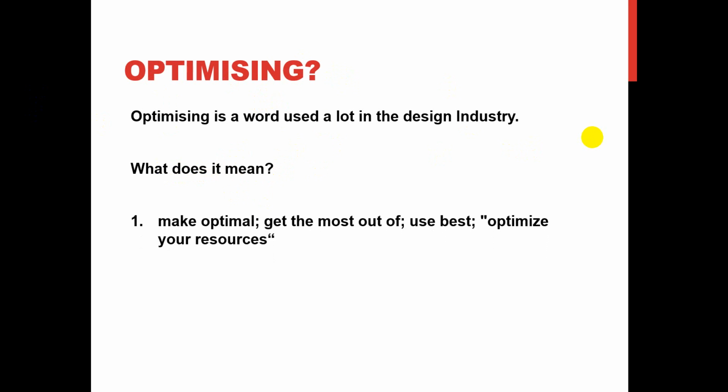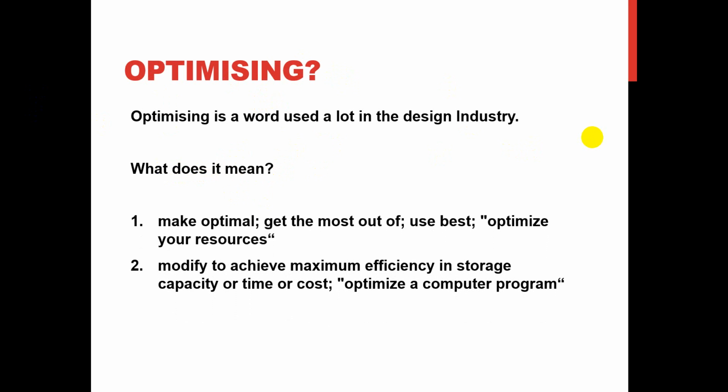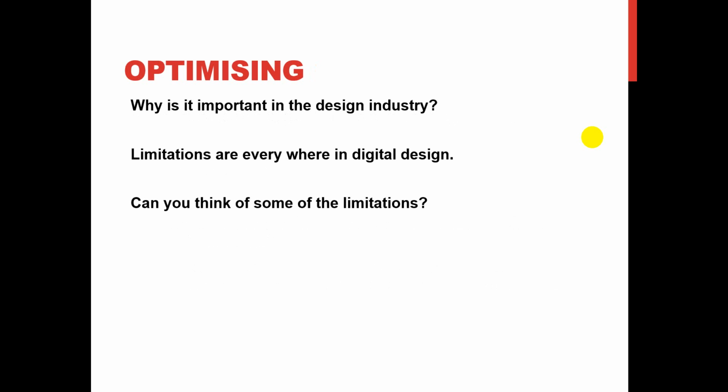The definition would be to make something optimal, get the most out of it, use it to the best of its ability, to optimize your resources. Or you could call it to modify to achieve the maximum efficiency in storage capacity or time or cost. Optimizing a computer program to get it to its maximum potential. So why is it important in the design industry?